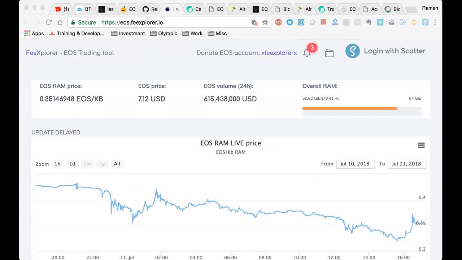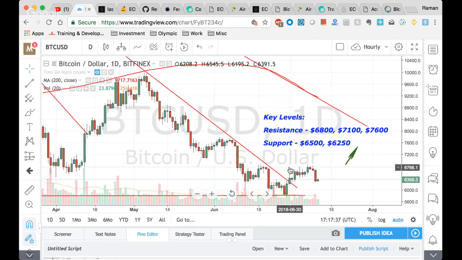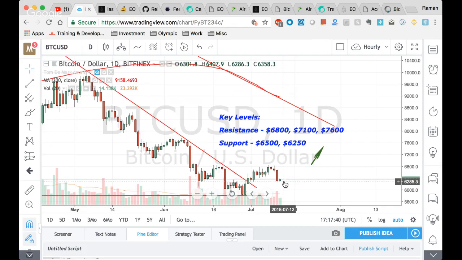Another question: are you buying EOS? Johnny asks: EOS at these levels, or waiting to see how BTC pulls the market? I'm accumulating. We are recommending accumulating EOS. Bitcoin looks like it is bottoming. It started an uptrend which didn't last long, but I think it's not breaking down. Irrespective of that, I think EOS has fallen even more.